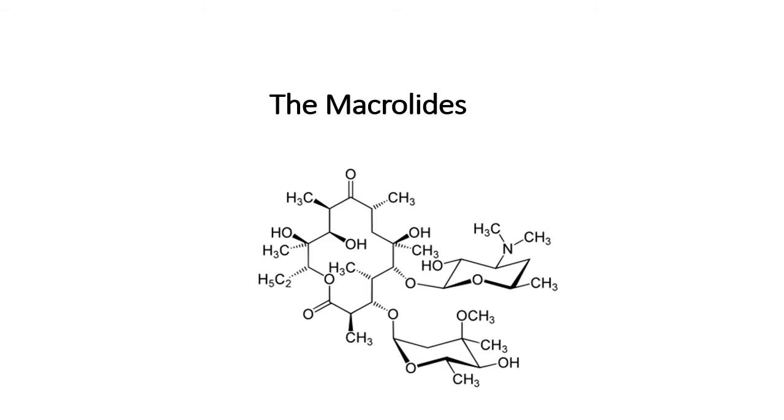Moving on now to the macrolides. These are again ribosome acting, but a very different structure. You have really two components. You have this primary kind of ring structure here, which I'm circling now, and attached to it are sugars. So quite a different mode, quite a different structure than we've seen before.